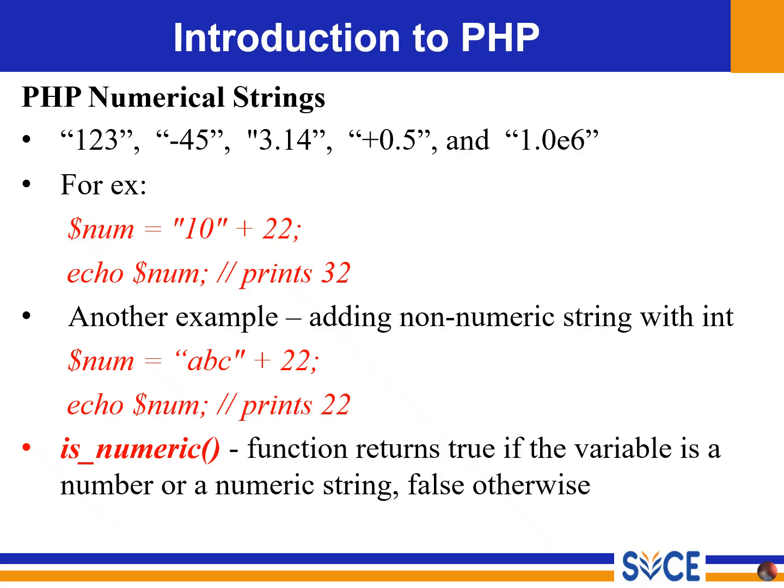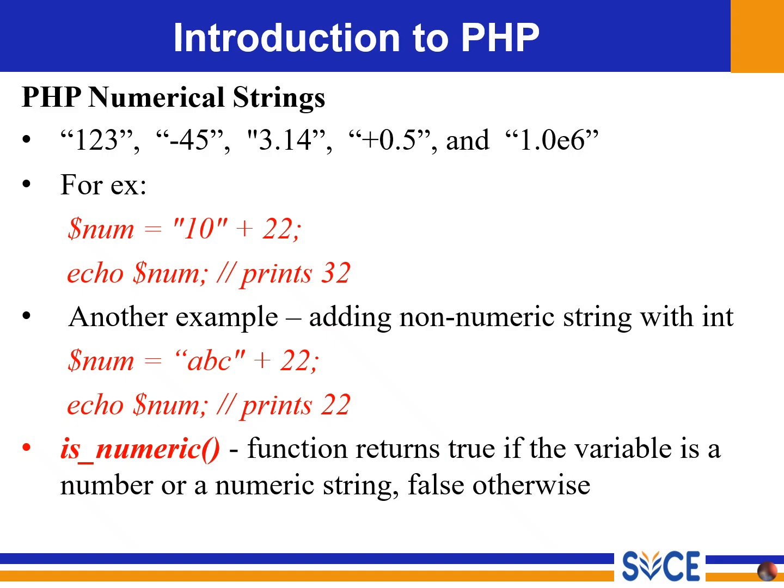If a non-numeric string is added with an integer, the non-numeric string is typically treated as 0. In the next example, the non-numeric string "ABC" is added with 22. Since a non-numeric string is treated as 0, we get 22 as the result for the expression.